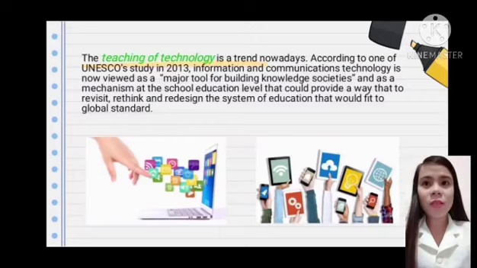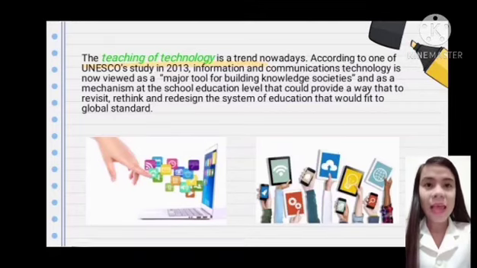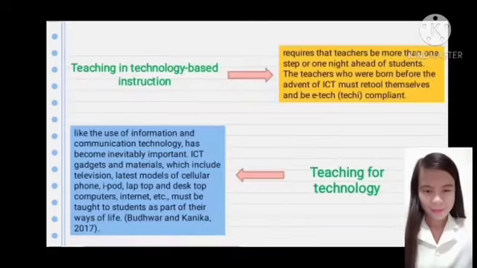According to one UNESCO study in 2013, information and communication technology is now viewed as a major tool for building knowledge in societies and as a mechanism at the school education level that could provide a way to revisit, rethink, and redesign the system of education that would fit the global style.